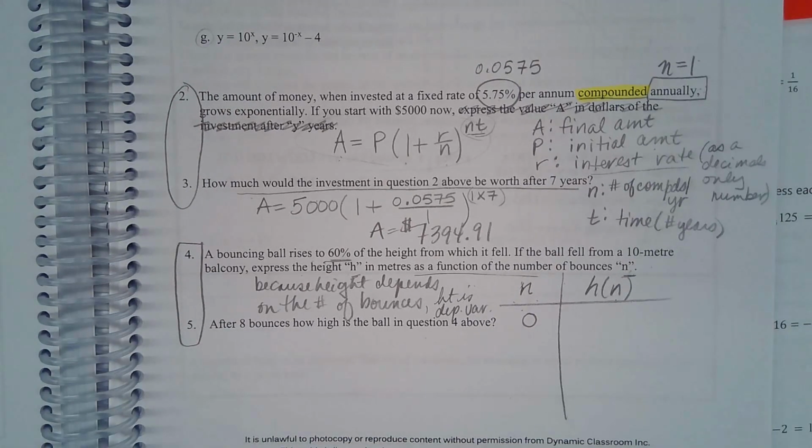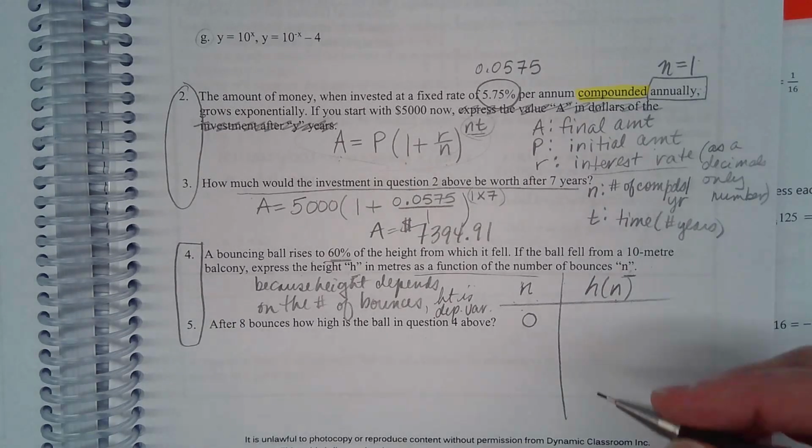The person who's going to drop the ball is standing on the balcony. How high is the ball? 10 meters, right?